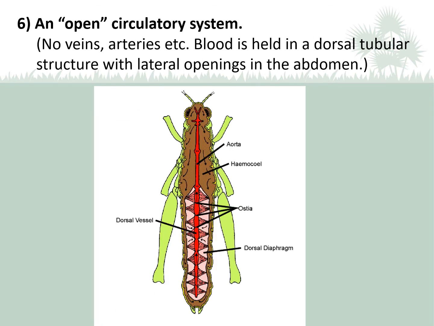They have an open circulatory system, and thank goodness this makes them quite vulnerable to control, and we'll get to that as well today. There's no veins and no arteries. The blood is held in a dorsal tube or tubular structure with lateral openings in the abdomen. So it's kind of an open system.